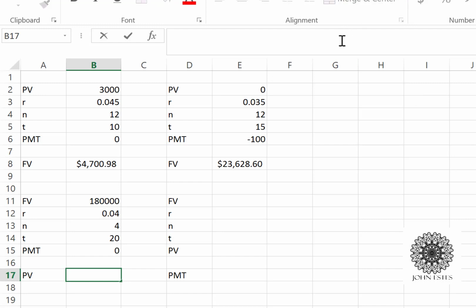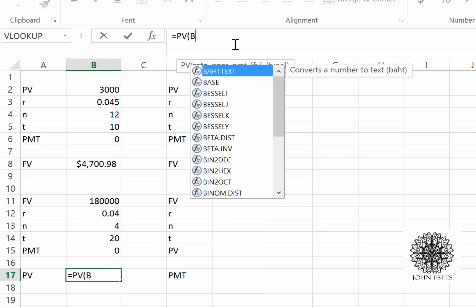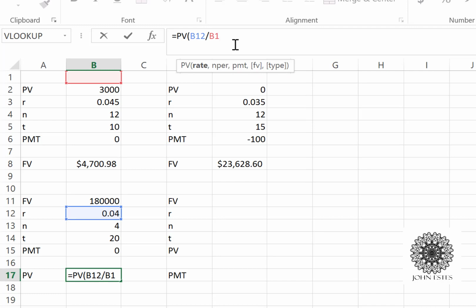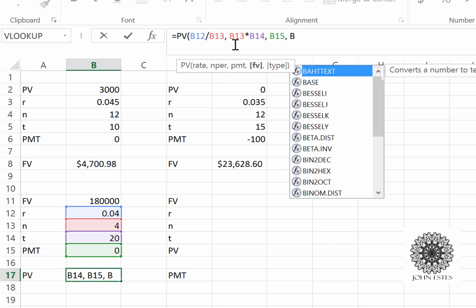Okay, so this is a present value question. In other words, the present value is solving for what kind of investment we need to have initially. And so I say PV. And notice that the things required are basically the same that they needed for future value. We need the rate, which is going to stay the same. So that's going to be B12 divided by B13, right? That's going to be the interest rate divided by the number of compounds. Then we need to know the number of compounds. So we have 4 compounds a year, which is B13, times 20 years, which is B14. Her payment is 0, but I'll put in the cell B15. And her future value is B11.